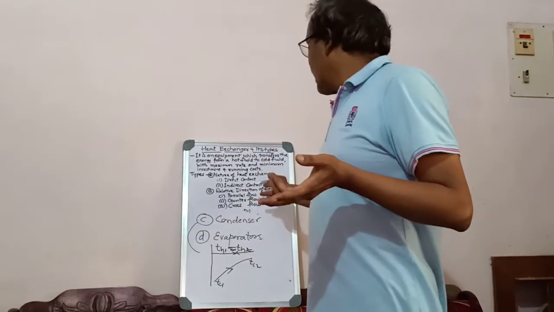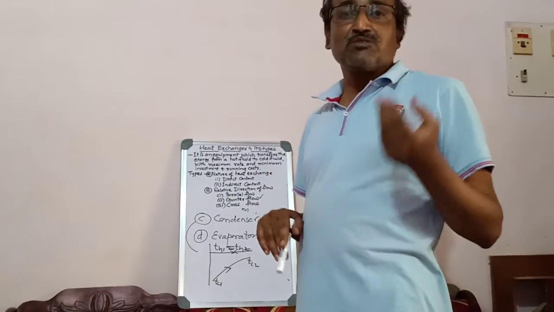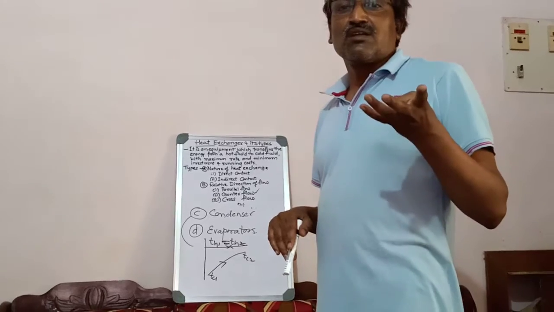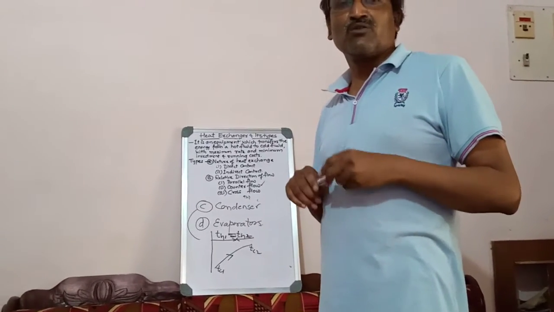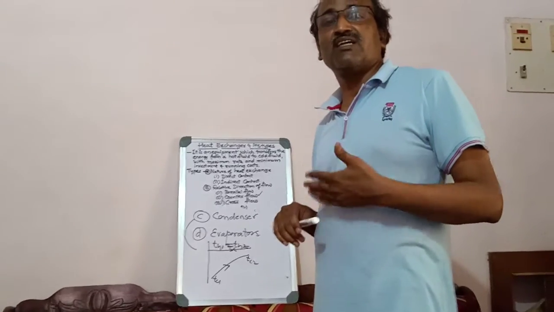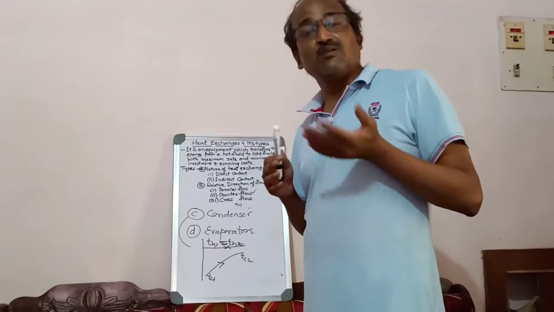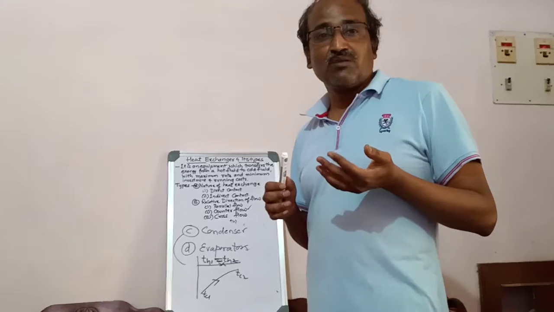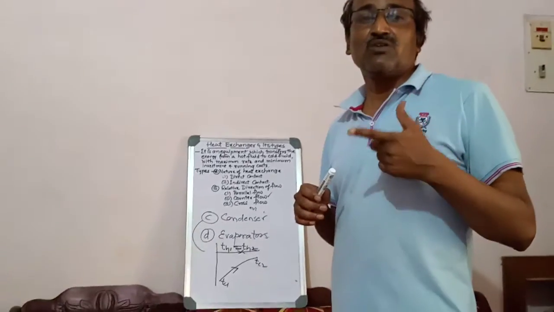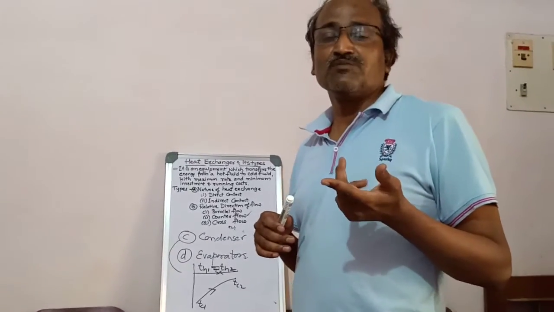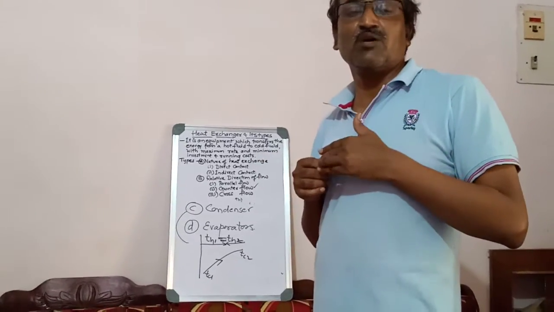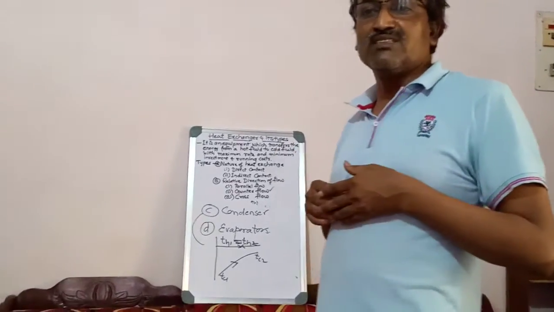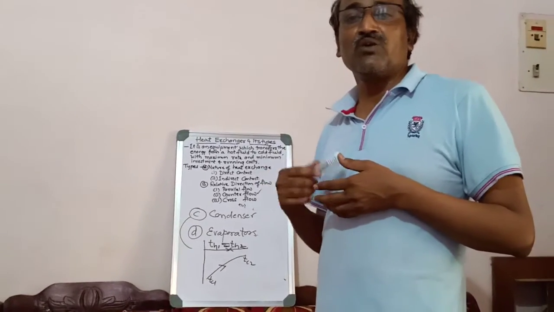Then, by the relative direction of flow, there are three types: parallel flow, counter flow and cross flow. What is parallel flow? Parallel flow means the direction of the hot fluid and the cold fluid are the same. In counter flow it is opposite: the hot fluid and cold fluid flow in opposite directions. The advantage is that counter flow is superior to parallel flow.